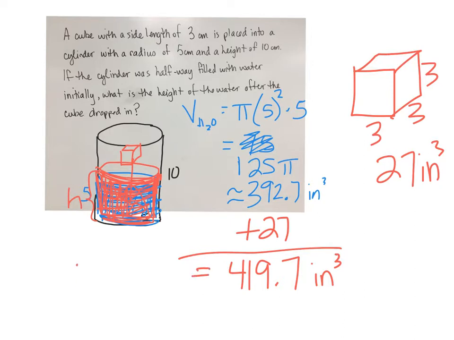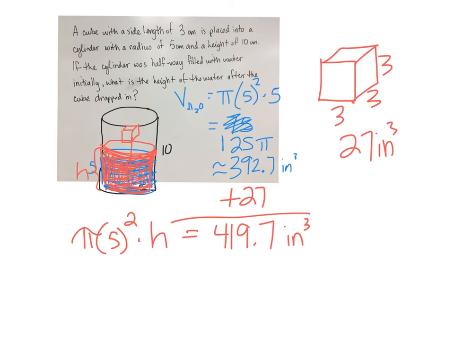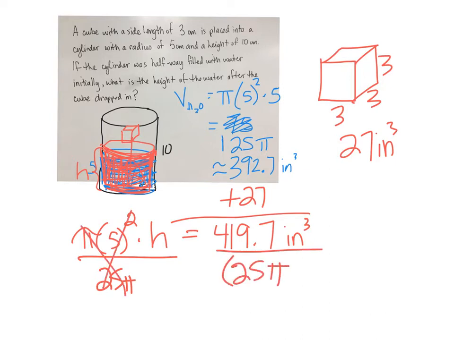So I take that and I set it equal to the equation pi times 5 squared times h, where 5 is the radius of my cylinder. So the water is still in the shape of a cylinder. We just want to see how high it is. So we divide both sides by 25 pi. Make sure if you're doing this in your calculator, you parenthesize the 25 pi, or your calculator will get confused.